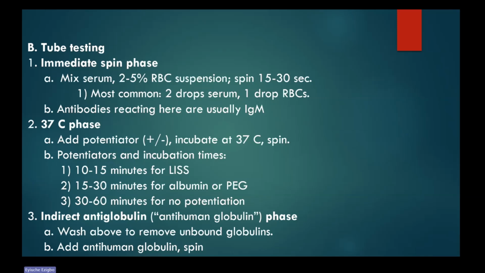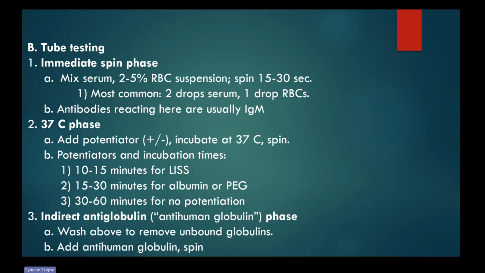So to observe this type of reaction that happens between antibodies and antigens on the red blood cells, we can do that using what we call tube testing. Tube testing can be performed in stages.